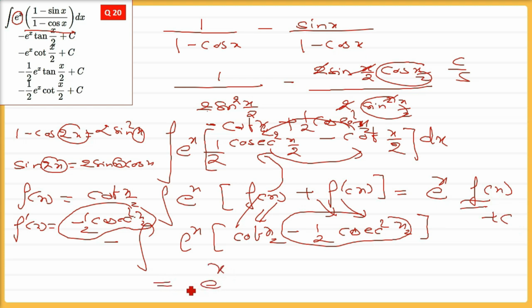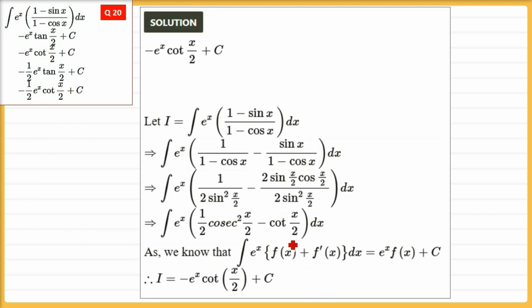E raise x remains here. Negative we have taken outside. F x is cot x by 2, plus a constant of integration. That's your final result. Which one of these is correct? You can match it. So we have no half here. Negative cot x by 2, which is the second one. B is the correct result. Now this is how it will be done. This is the whole process, which I explained to you internally also.